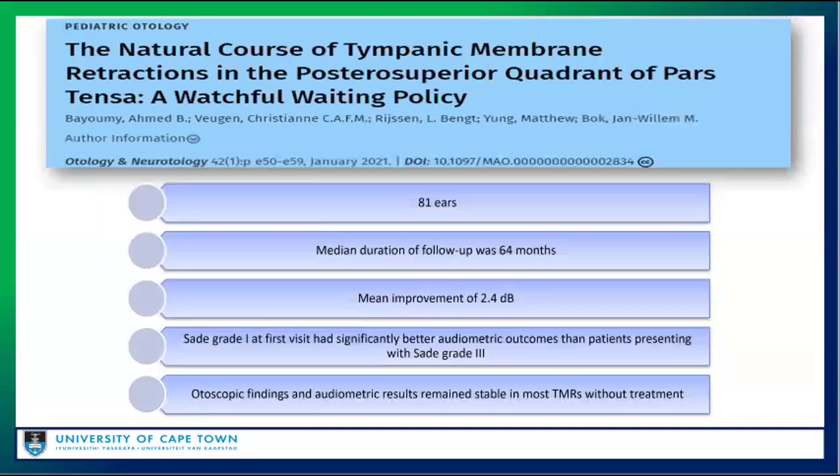Now, to support the watchful waiting policy, a paper in 2021 by Rumi analyzed 81 ears. The median duration of follow-up was 64 months, which is roughly around 3 years. A mean improvement in hearing was found to be 2.4 decibels. It was observed that a SADE grade 3 had poorer outcomes in terms of audiometry compared to a SADE grade 1. And in conclusion, it was found that the otoscopic findings and audiometric results remained stable in most patients with tympanic membrane retractions without treatment.